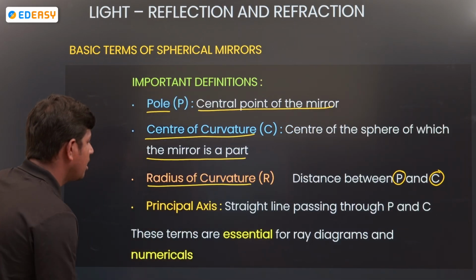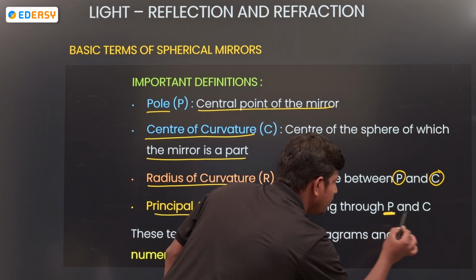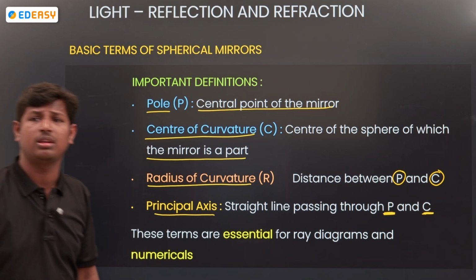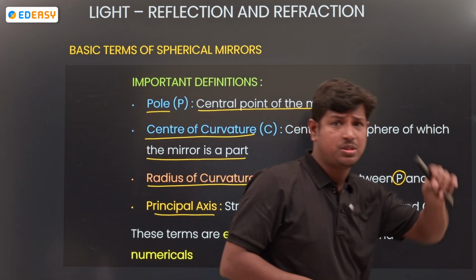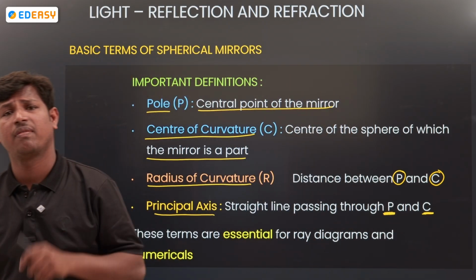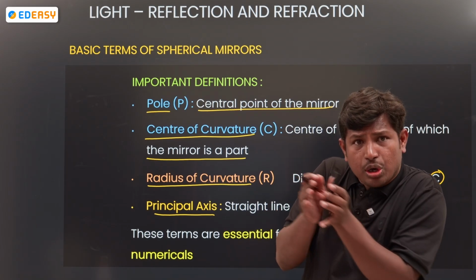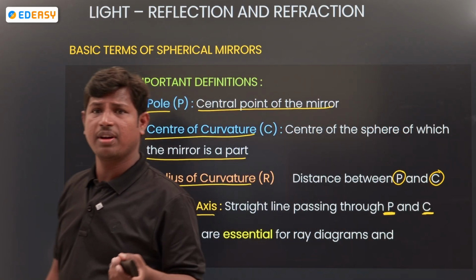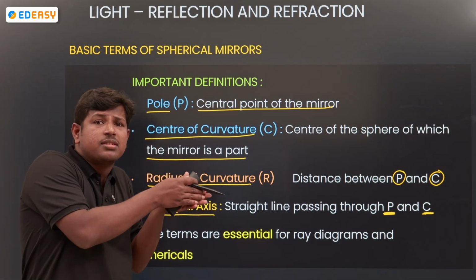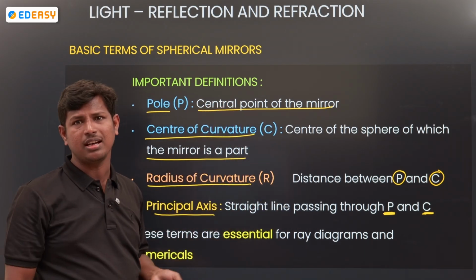Okay. Next, principal axis: a straight line passing through P and C. Remember all the points: pole, the center point on the mirror; center of curvature, the center for the whole mirror; radius of curvature, the distance from pole to C. Principal axis is the line passing through C as well as P. That is called the principal axis.